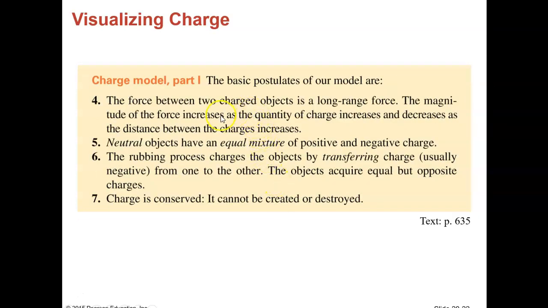So the forces between them are long-range forces. Neutral objects have an equal mixture of positive and negatives. And the rubbing process charges the object by transferring charge, usually the electrons, from one object to the other one. And charges cannot be created or destroyed. They just change from one location to the other one.